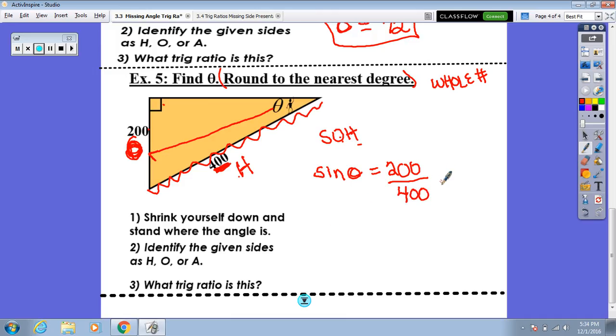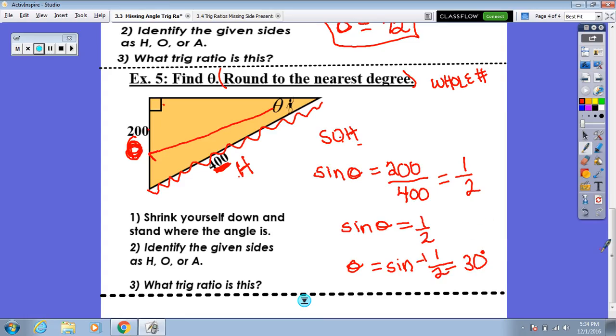Alright, so I can simplify that. 200 over 400 is 1/2. So the sine of theta is 1/2, and when we take the inverse, the inverse sine of 1/2 will give me my answer. So remember, to get the inverse, you have to hit the second button first, so second and then sine. And then we want to do 1 divided by 2, because we use division for our fractions. Alright, so that gave me a whole number, and that gave me 30 degrees.